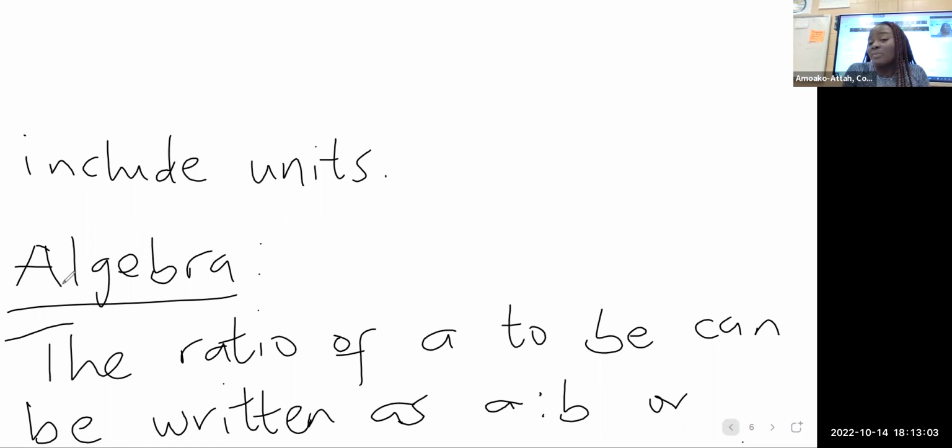So, for example, the ratio of A to B can be written as A is to B. This colon means A to B. That is how we write ratios: A to B, or A over B. After knowing these basics, now let's come to our activities for the day.